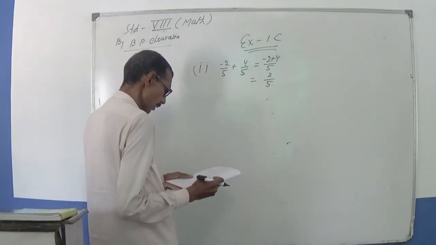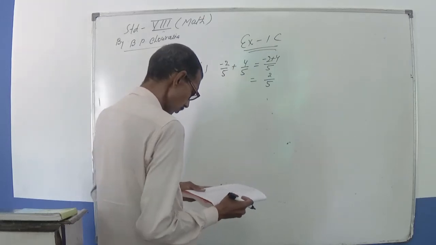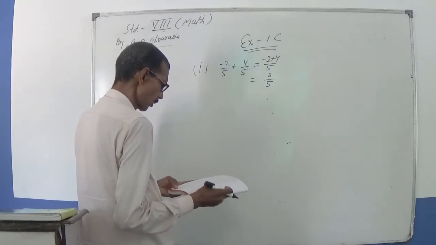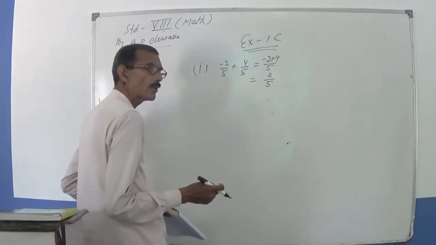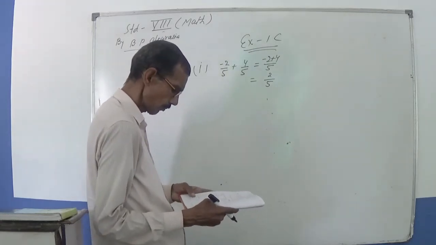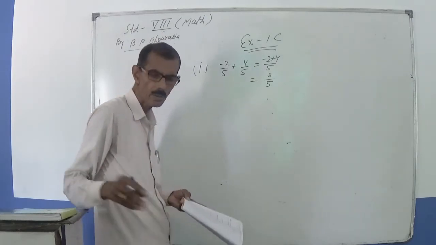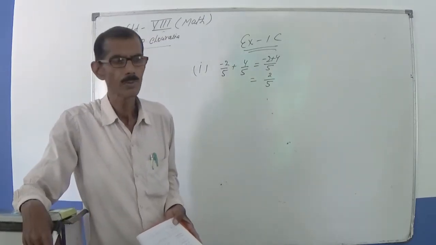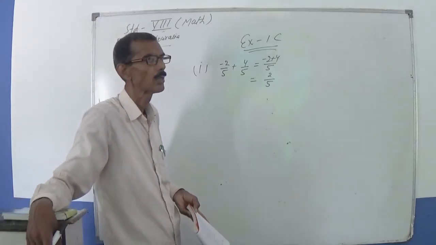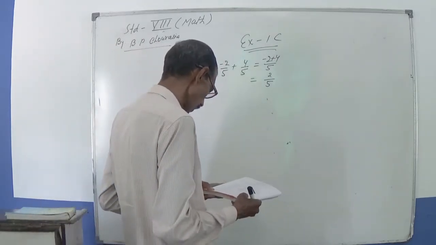Similarly, add the following rational numbers, verify the following, fill in the blanks. Now applying rules or properties of rational numbers, you already learned about some rules of this chapter. Those are closure, associative, commutative, etc. So fill in the blanks here.